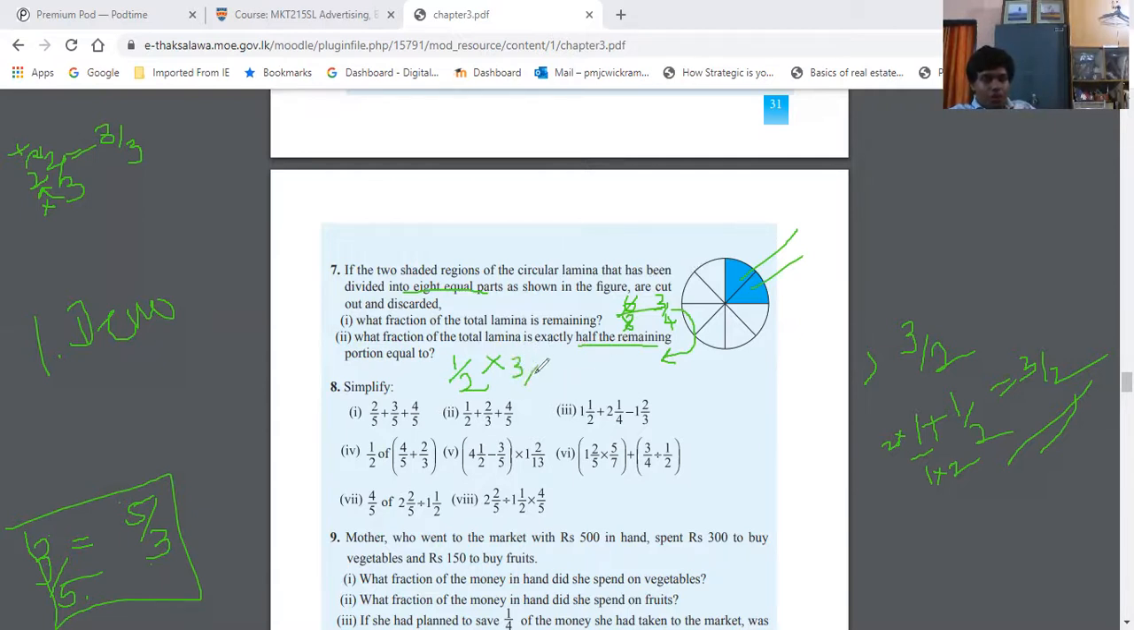So half of 3/4 is something like that. Always check the denominator in addition and subtraction, not here. So straight away 3/8 is your answer. So that was a bit easier. We'll move on to the next one.